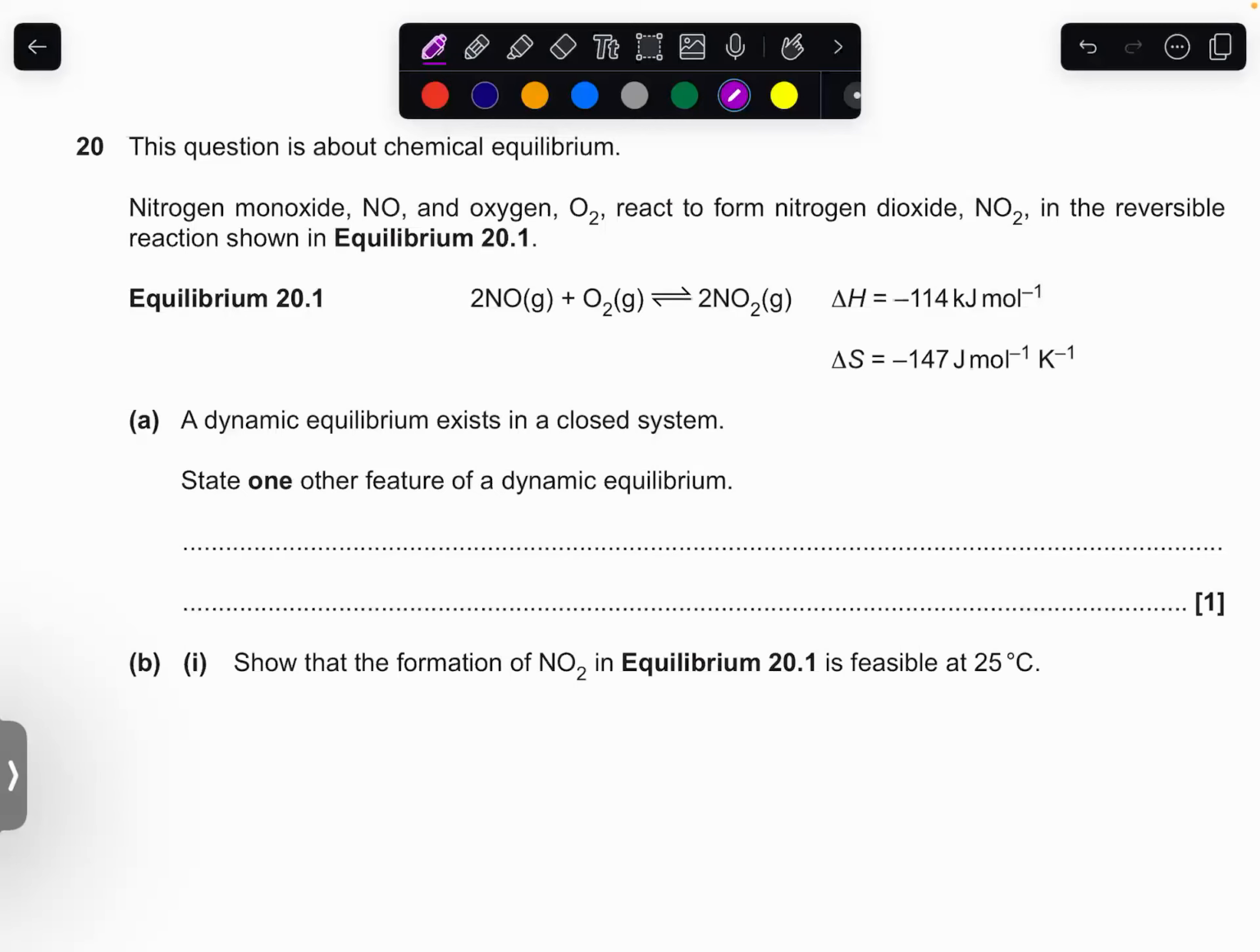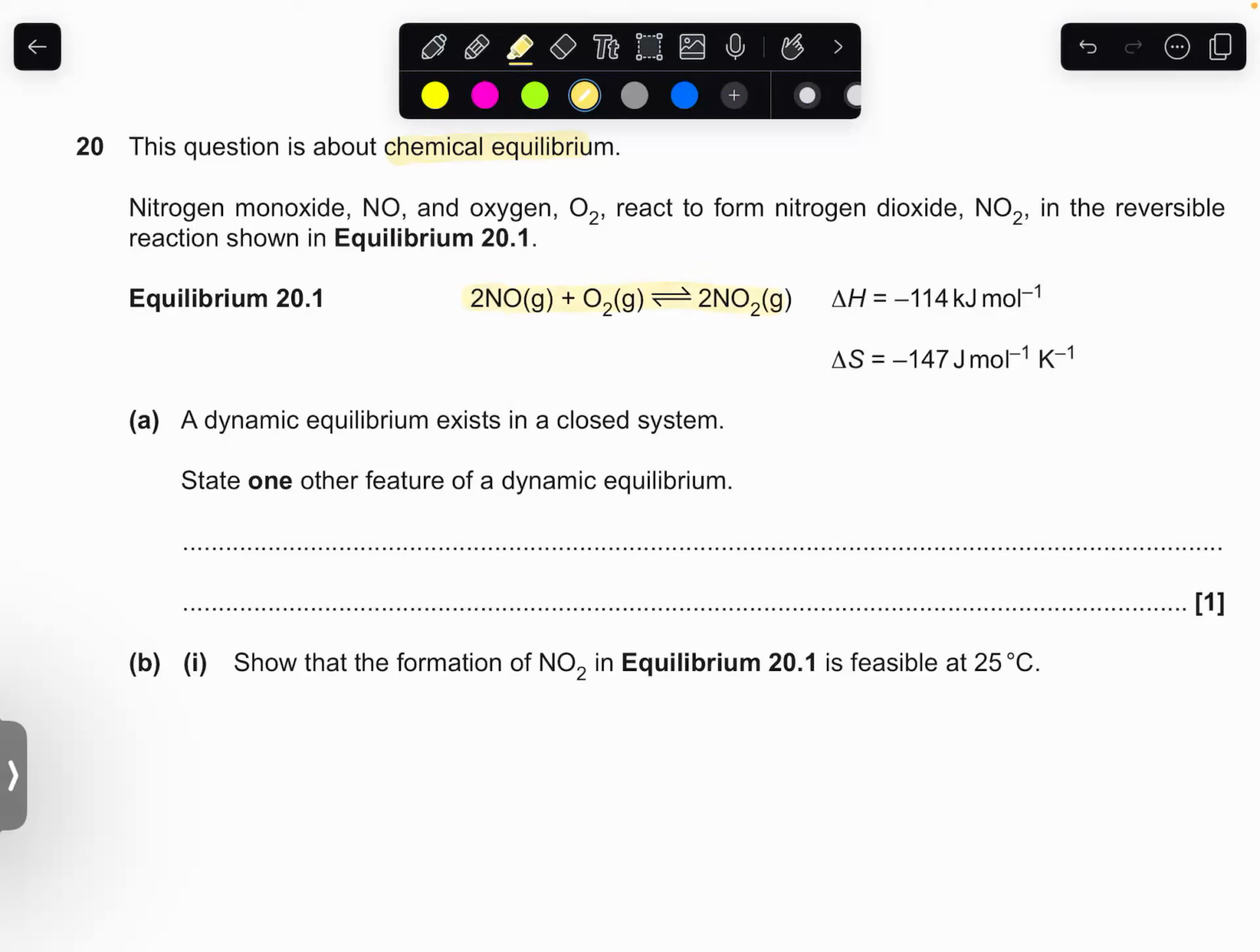We will be looking at question 20, October 2021 paper. This question is to do with free energy and partial pressures, Kp. So let's have a look. It starts off referring to a chemical equilibrium, and nitrogen monoxide and oxygen react to form nitrogen dioxide gas. You've got the equation there.